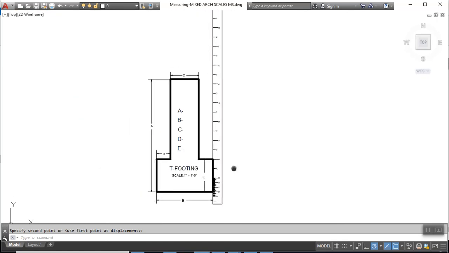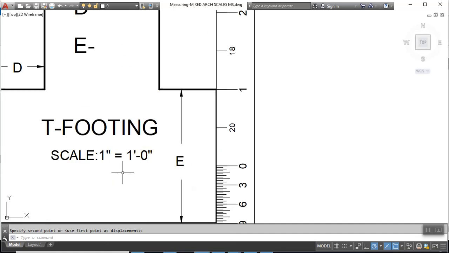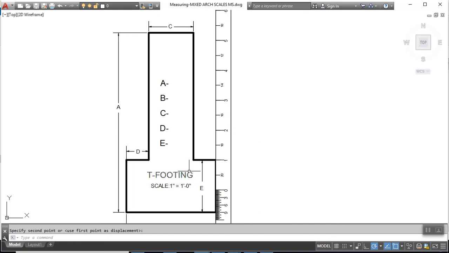All right. So are you able to use your architect scale at the 1 inch equals 1 foot ratio and take those measurements and get those same measurements that I did? If you do that, you're doing great.